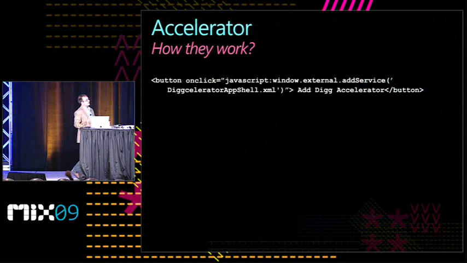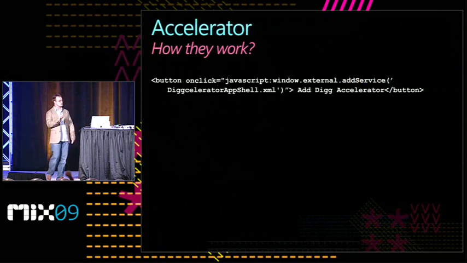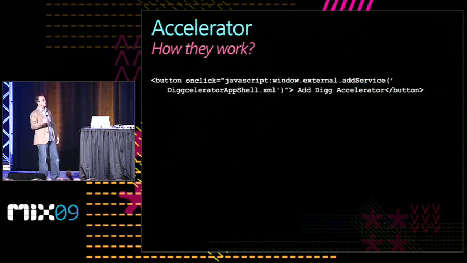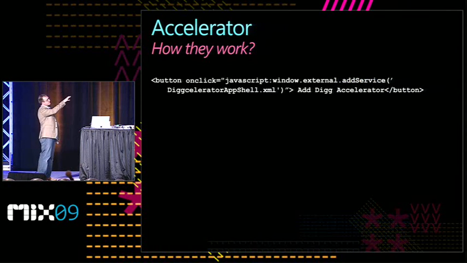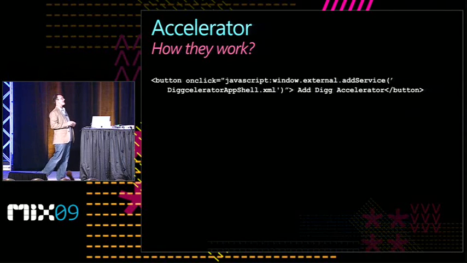So how do they work? An accelerator is extremely easy to add to a page. You simply make a JavaScript call. That JavaScript call references a manifest, or an XML document, that you create. That XML document gives it the entire instruction necessary for how to present that accelerator.